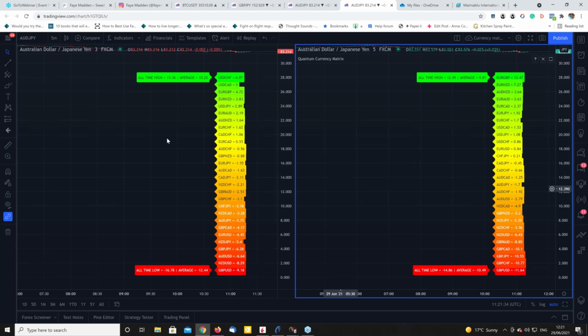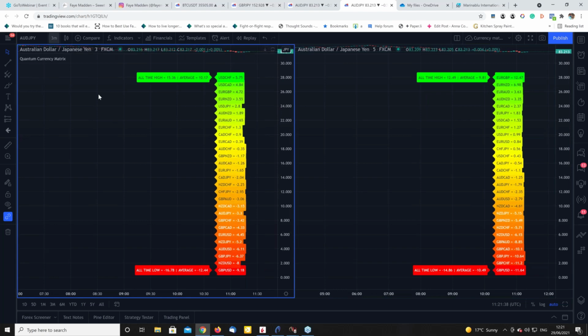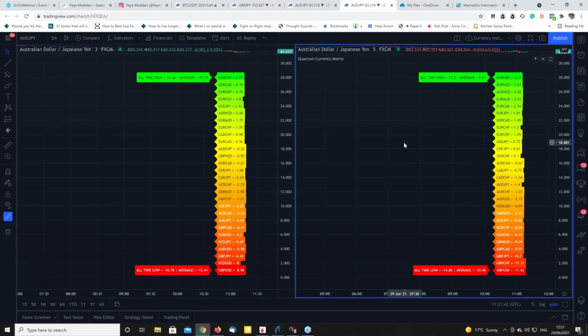I've got the 5-minute and I've got 5-minute on both. Have I got 5-minute on both? No, sorry, 3-minute on this one and 5-minute on this one. This is what we've added on to this particular indicator. It is only on TradingView at the moment. We will get around to backporting these across onto all the other platforms in due course.